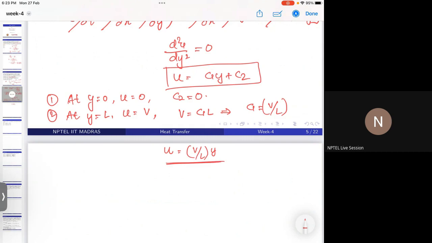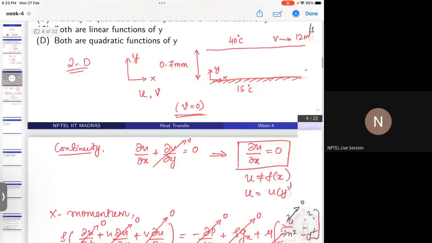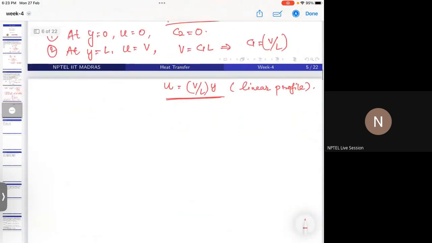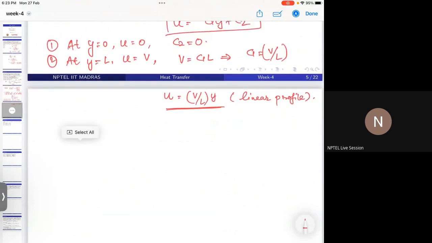You just check whether this is satisfying. At y is equal to 0, u is 0, and at y is equal to L, u is equal to v. So this is a linear profile. So our first part of the question is over. Our second part is to find out the temperature distribution.